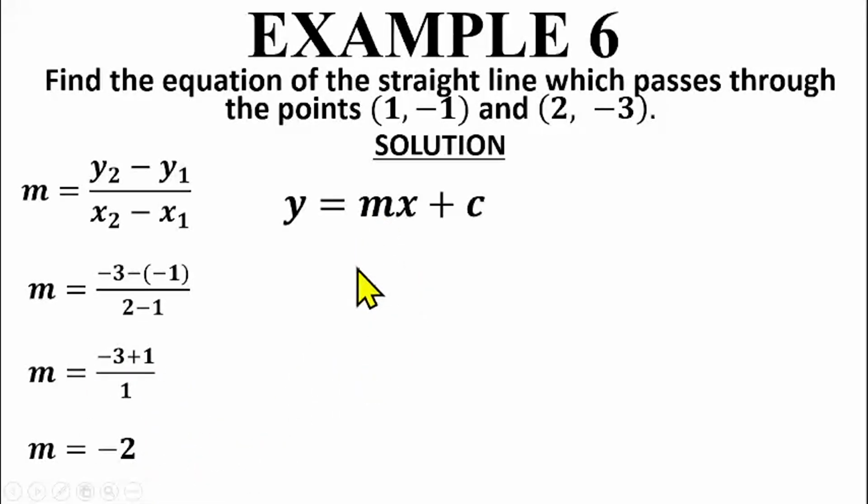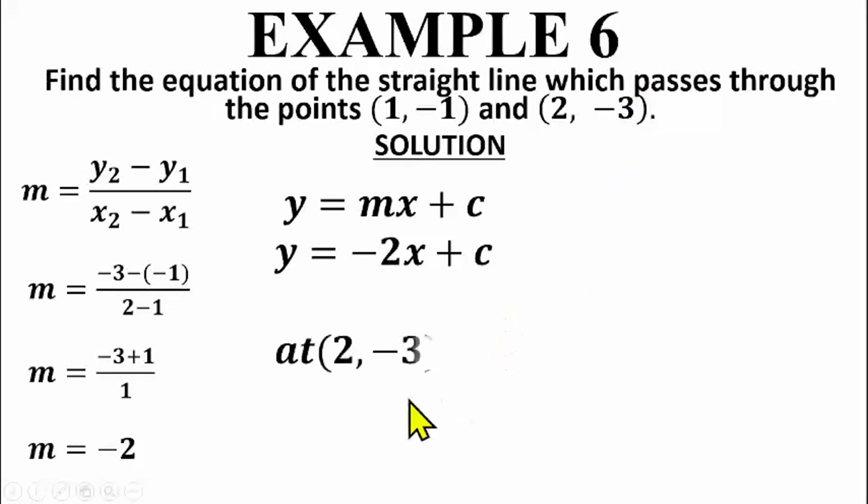And remember the general equation of a straight line, y equals mx plus c. Put your gradient here. So you'll be having y equals minus 2x plus c. So all you need to find is the y-intercept now, which is c. Then you can find that by using this point or this point. So let's use this second point in this case. So at 2 comma minus 3, that means our y is minus 3, so that will replace this one here. Our x is 2, that will replace this one here, so that you can find c.